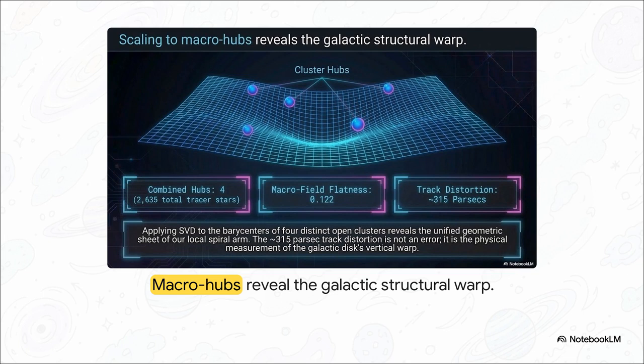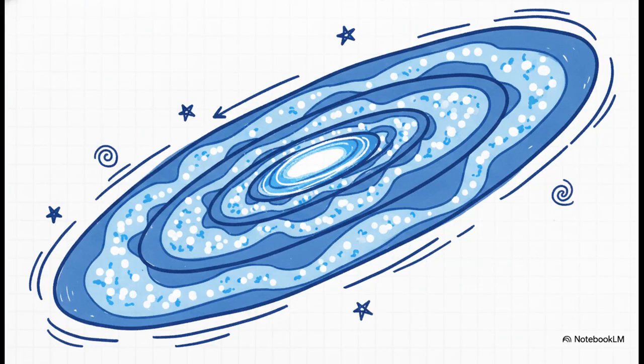Actually, that is the literal, physical measurement of the galactic disk's vertical warp. The medium itself is corrugating. It's like a massive sheet vibrating under a mega harmonic wave. And that brings us to the resonance architecture of the disk.